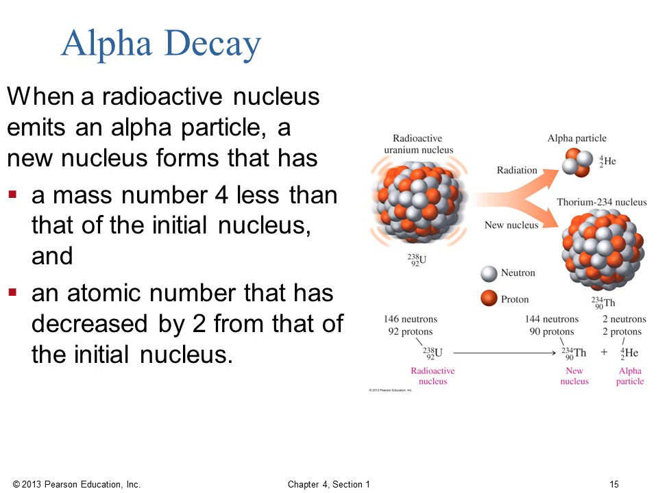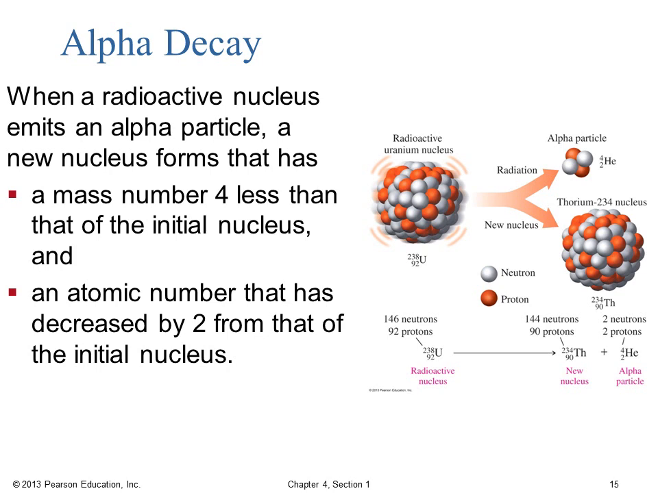When we mentioned the alpha particle, when a radioactive element emits an alpha particle, it's going to lose that helium nucleus in a sense. So it's going to lose a mass number of 4, and it's going to lose an atomic number of 2. It's going to lose 2 protons and 2 neutrons.